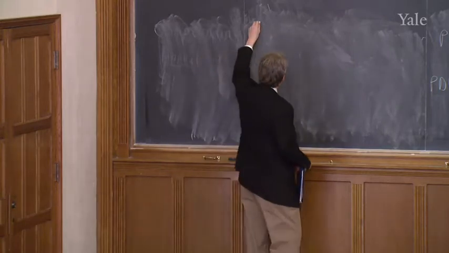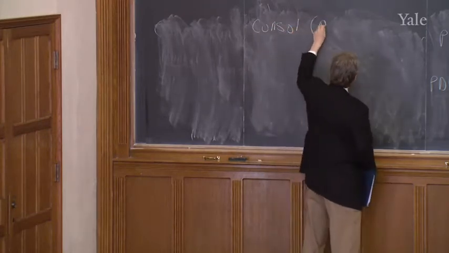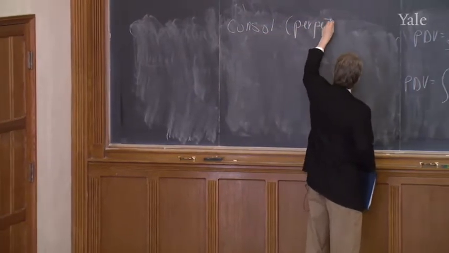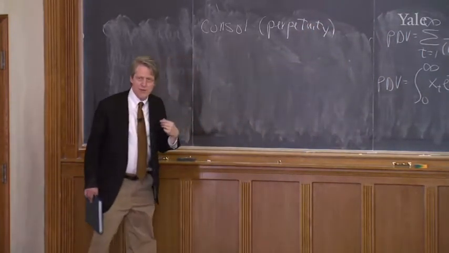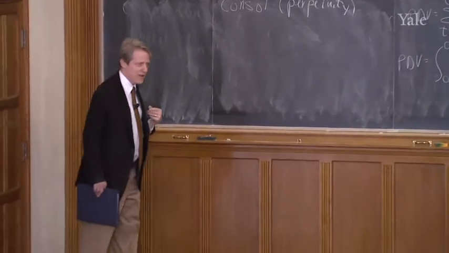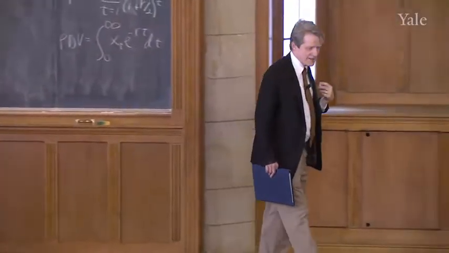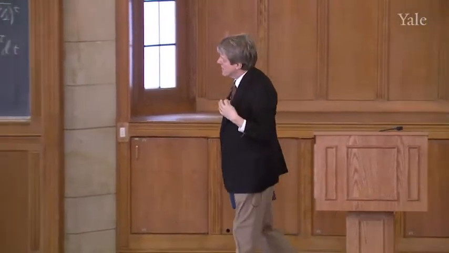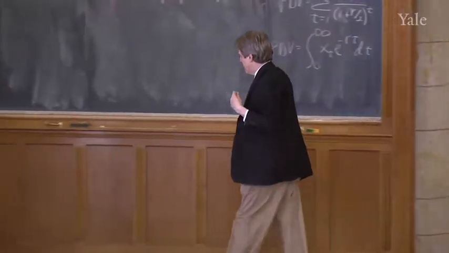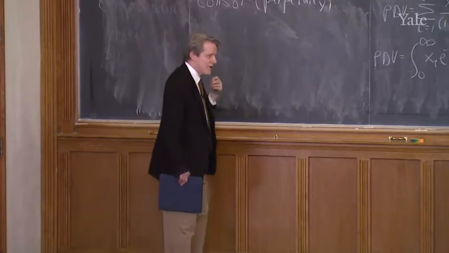The present value of a console or perpetuity. A perpetuity or a console is an instrument that pays the same payment every period forever, okay? It's named after the British consols that were issued in the 18th century. They were British government debt that had no expiration date, and the British government promised to pay you forever an amount. Okay, what is the present value?